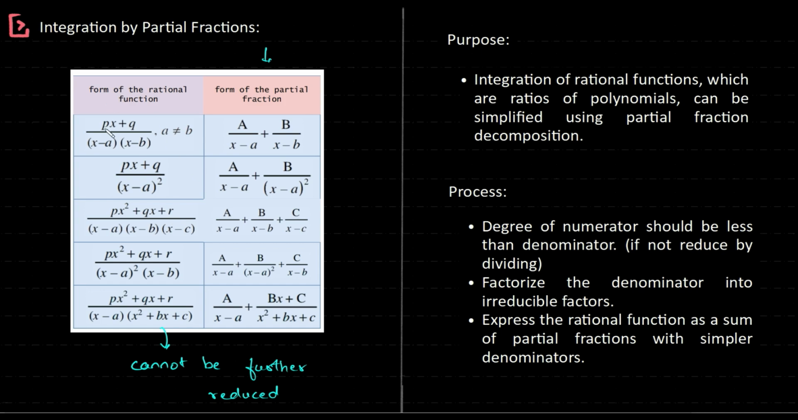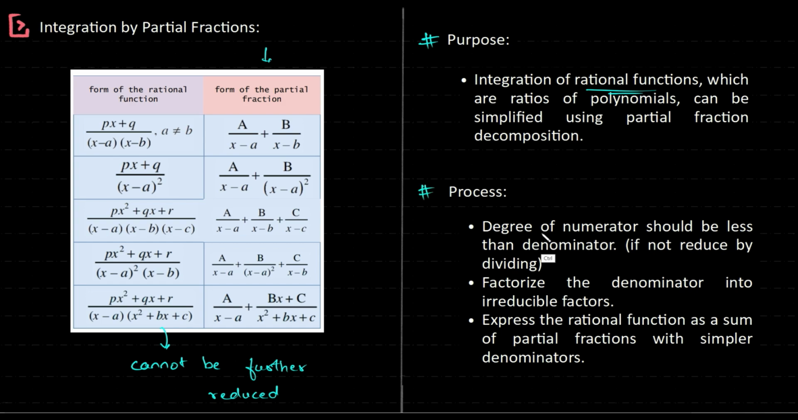Okay, so we have px plus q divided by x minus a into x minus b, that can be reduced to a by x minus a plus b by x minus b. So what exactly is this? How to make use of this table? We're going to understand it. So this in entirety is called integration by partial fractions. So the purpose is to handle rational functions by doing the following.